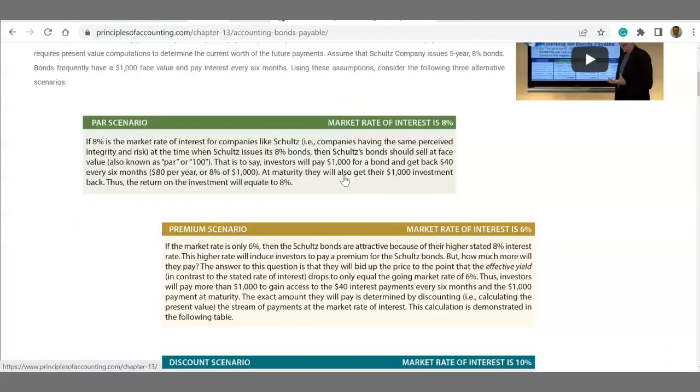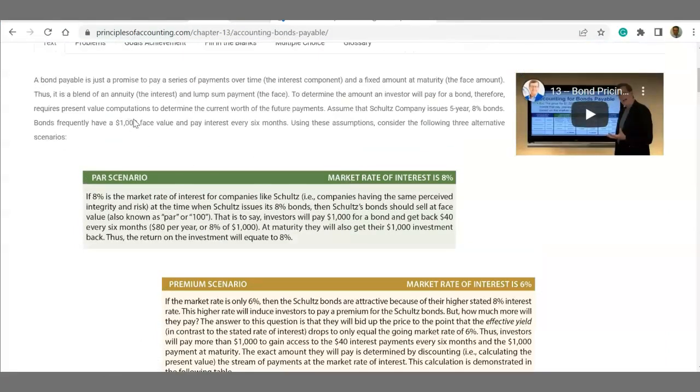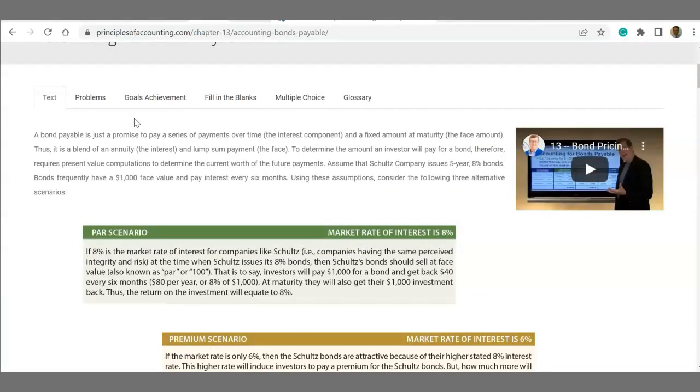Okay, so here is the technical part. So how do you issue a bond? At what price? Remember two things that are very important.